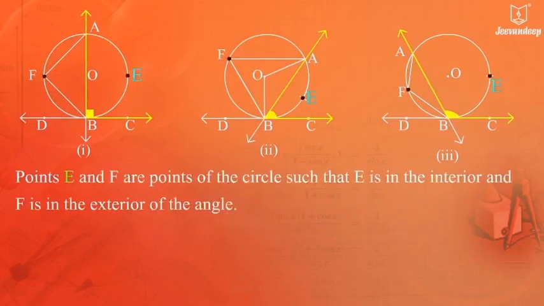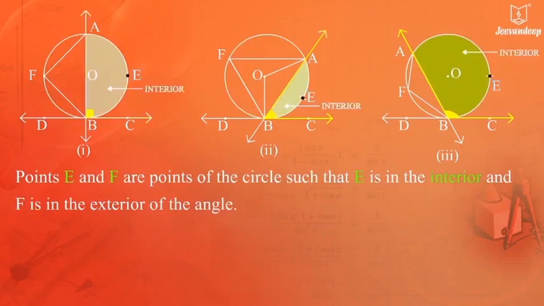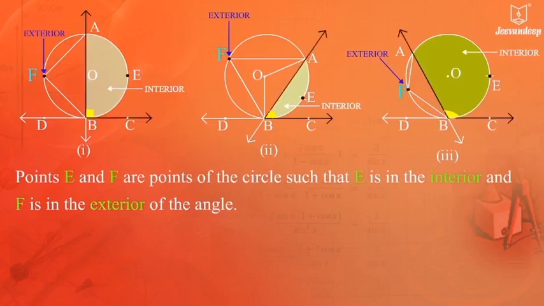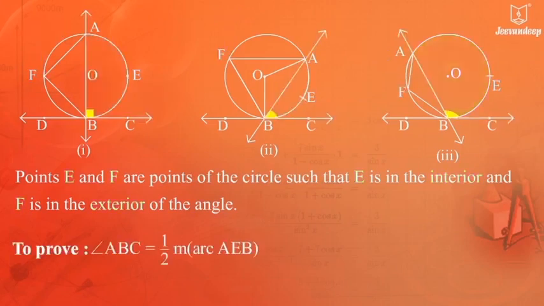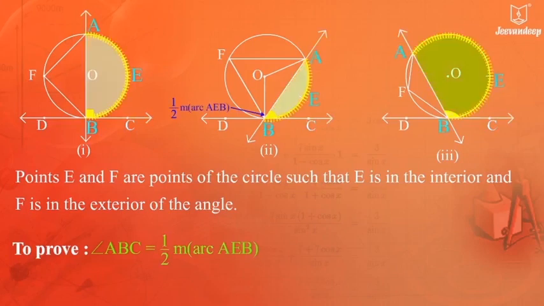Points E and F are points on the circle such that E is in the interior and F is in the exterior of the angle. To prove: angle ABC equals half of the measure of arc AEB.